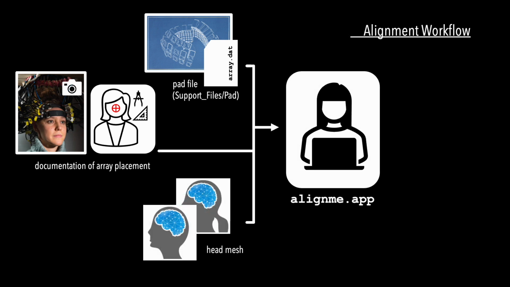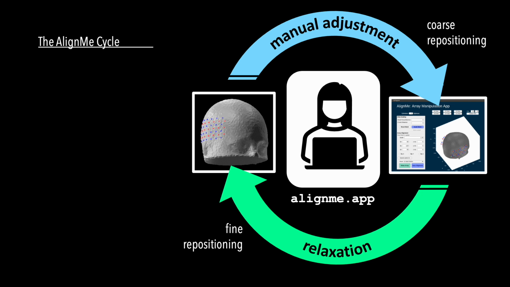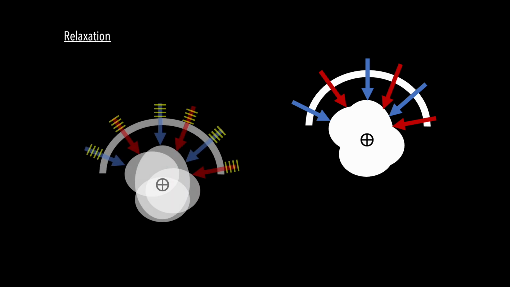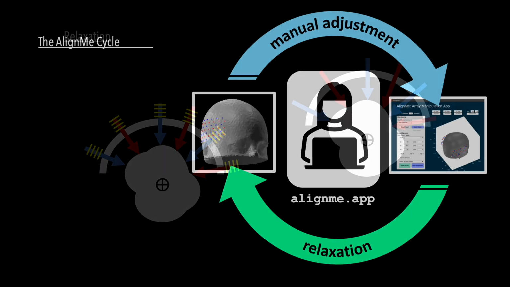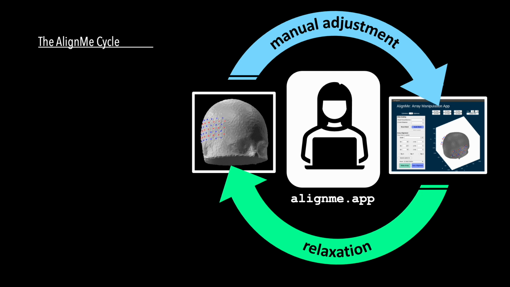The Alignme app is launched, and the array documentation, pad file, and head mesh are loaded. Alignment consists of incrementally repositioning the array. Coarse adjustments are done manually, using the GUI controls. Fine adjustment is done internally by the software, utilizing a process termed relaxation. Using the current coarse position as a starting point, each optode is advanced independently until it contacts the mesh. This mimics the physical mechanism used in the array to obtain good scalp contact, such as spring-loading the optodes to move radially inward. Array alignment is thus an iterative process of manual positioning followed by relaxation.